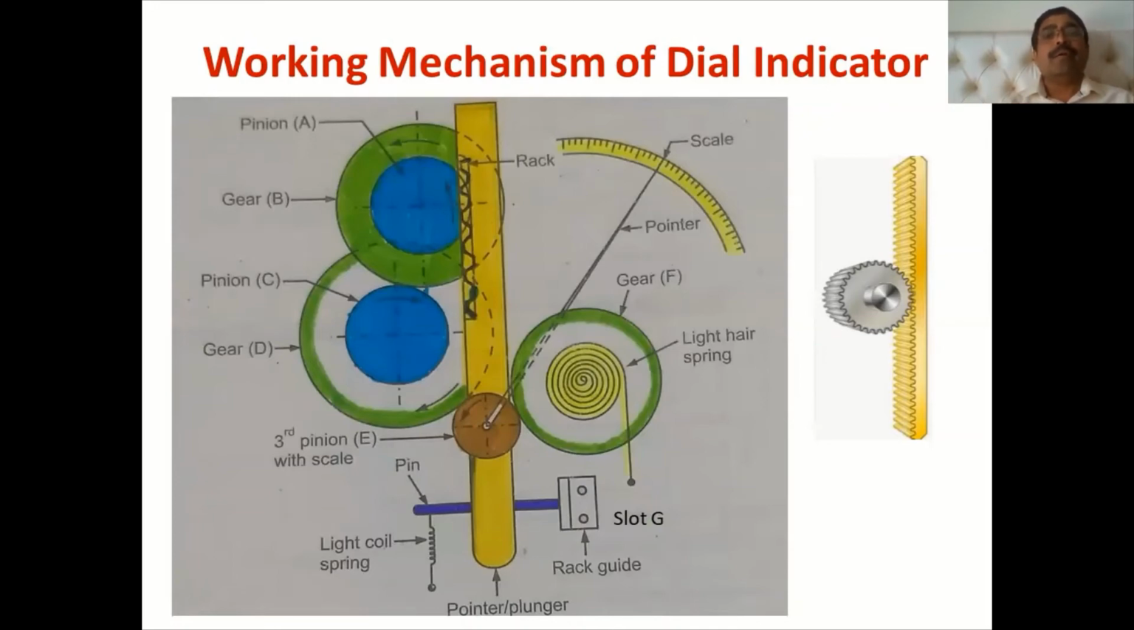First, the dial indicator consists of a plunger. This yellow color is the plunger, and on the inner side there is a rack. Can you see this? The rack is meshed with pinion A. I will show you here also. The rack is actually like this, it looks like this. And this is the pinion. Pinion means a gear of small size, we can call it a pinion.